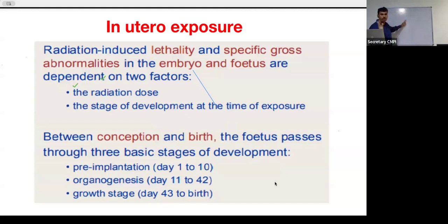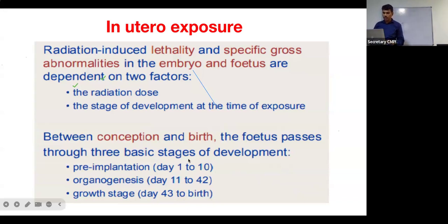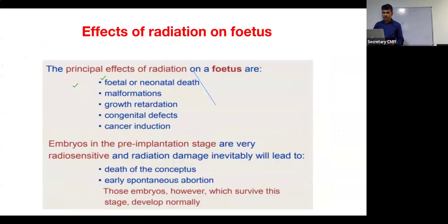It is divided into three terms. First, 1 to 10 days, or roughly 2 weeks, is taken as the pre-implantation period. 11 to 40 days, from 2 to 7 weeks, is taken as the organogenesis period. And third, the rest of the pregnancy period till delivery is taken as the growth stage for the fetus.